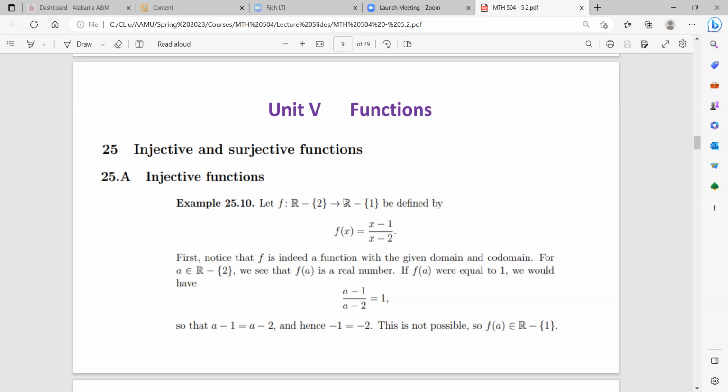So that's why we take off the value 1 from the codomain. Okay, but you don't have to. For a general function, you don't need everything in the codomain having a pre-image in the domain. But we take out the 1 from the codomain just to indicate the range in this case.